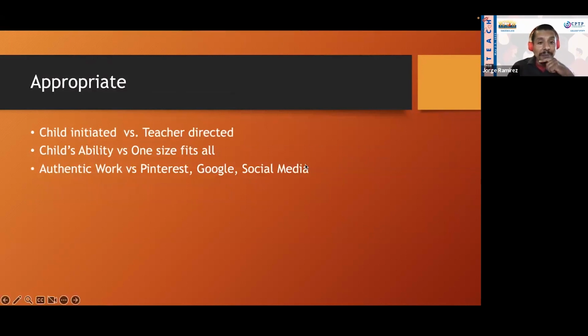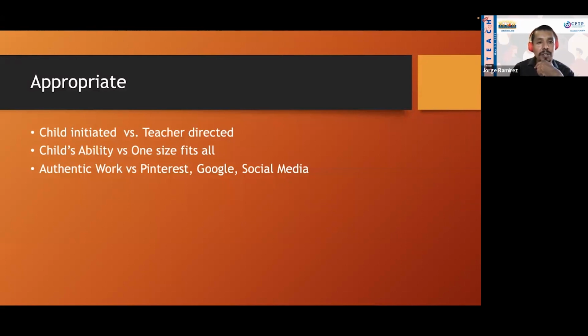What's appropriate? Well, this is very subjective. And I welcome another conversation from you guys to talk about the difference between child-initiated activities versus teacher-directed activities, the child's ability versus the one-size-fits-all approach, and authentic work versus Pinterest, Google, social media, or what have you.